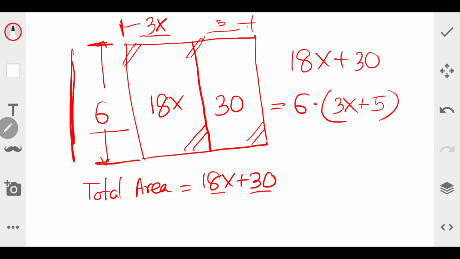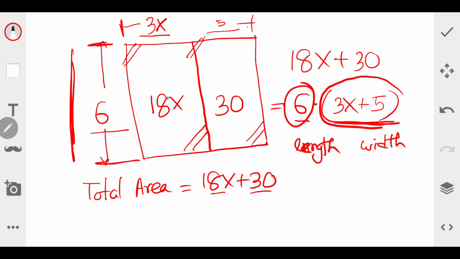Okay, so now the 6 is your length, and what's your width? This whole thing, 3x plus 5 together, is your width. Not the 3x, or not only the 5, but 3x plus 5 is your width. So if we use the same definition for factoring, what are the quantities multiplied here when we were talking about the area 18x plus 30? You can see one is your 6 and another is your 3x plus 5. 6 and 3x plus 5.